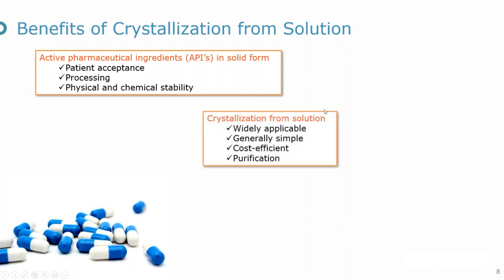So there are a few ways to crystallize. One of the most applied in industry is crystallization from solutions, since it is widely applicable. It's generally simple because you only need a solvent and you can basically do the crystallization process. It's cost efficient, and usually you also get purification. Unreacted starting materials or impurities tend to stay in solution, and usually your API selectively crystallizes from solution.